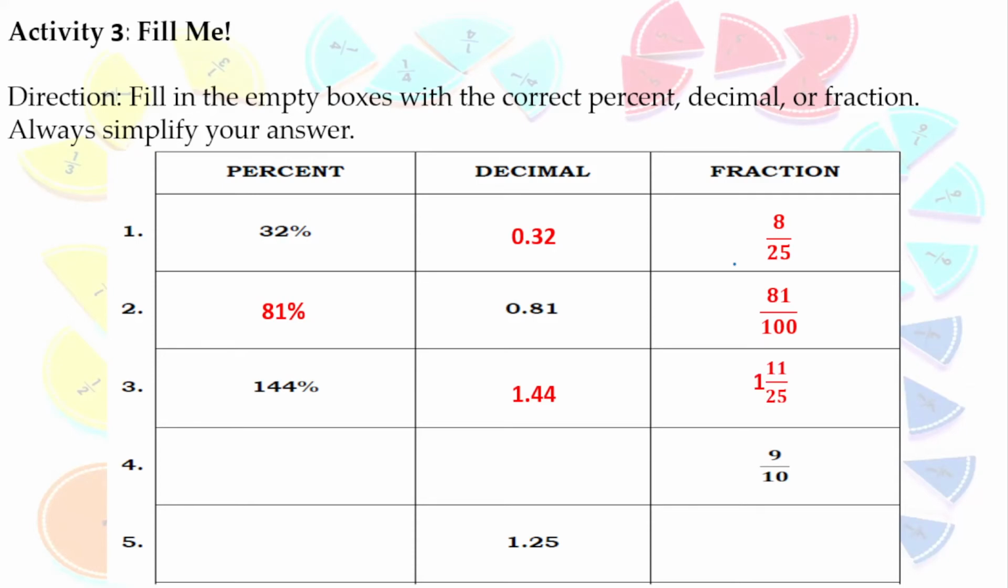So, we'll get the decimal of 1.44, and then the fraction is 1 11 over 25. Number 4 is our given is 9 over 10, which is fraction. So, we'll get the 90%, and then the decimal is 0.90. And then the last number is 1.25, which is decimal. So, converting it to percent is 125%, and then the fraction is 1 and 1/4. Okay?